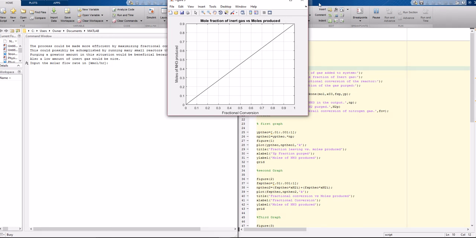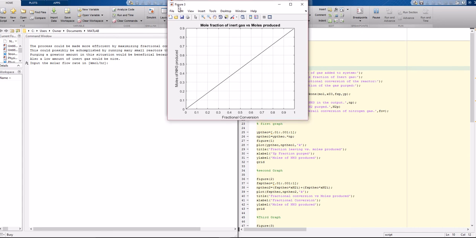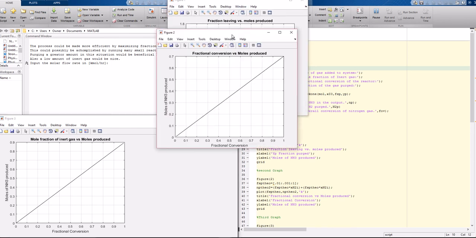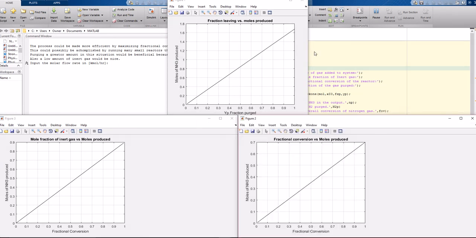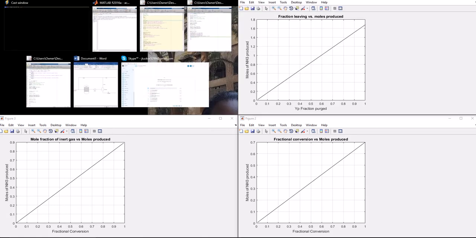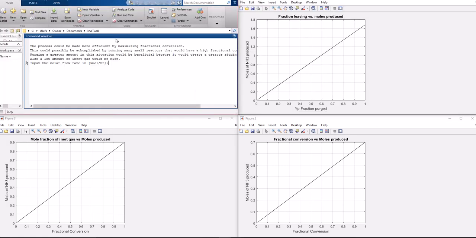Now, this is going to be how to make the process more effective. Figure 3 is just going to show us our graph of mole fraction of inert gas versus moles produced of ammonia, fraction leaving versus moles produced, and then fractional conversion versus moles produced. Now, these are all going to be linear.